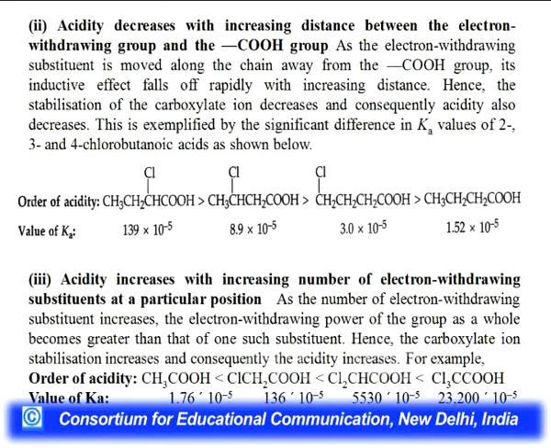You can see the examples of 2, 3 and 4 chlorobutanoic acid, and next is the acidity increase with increased number of electron withdrawing substituent at a particular position. As the number of electron withdrawing substituent increases, the electron withdrawing power of a group as a whole becomes greater than that of one such substituent. As the stability of carboxylate ion increases, consequently the acidity will also increase. These are the examples with acetic acid, chloroacetic acid, dichloro and trichloroacetic acids.